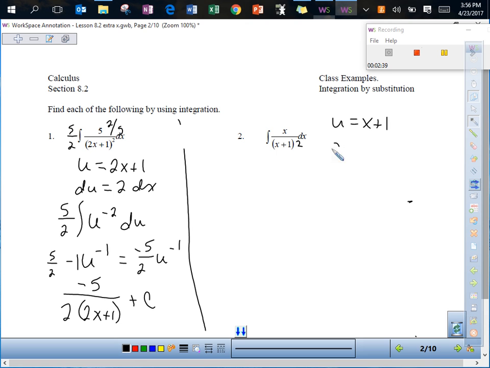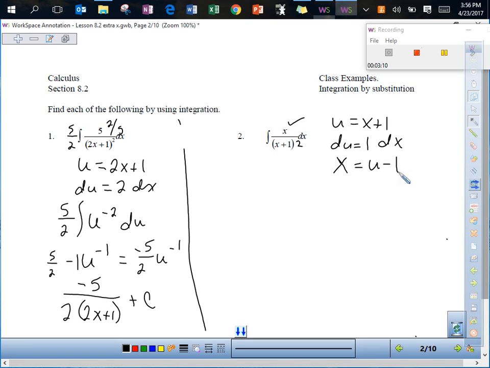Now, my du then becomes 1 dx. Now, I want you to notice this, though. Notice that there's an extra x in the way. When I sub here in a little bit, this is going to become u squared. But I've got this x right there I need to deal with. Whenever that happens, here's going to be our steps. Come up to your u equal x plus 1 and solve that for x. If I solve that for x, I'm going to get x equal u minus 1.